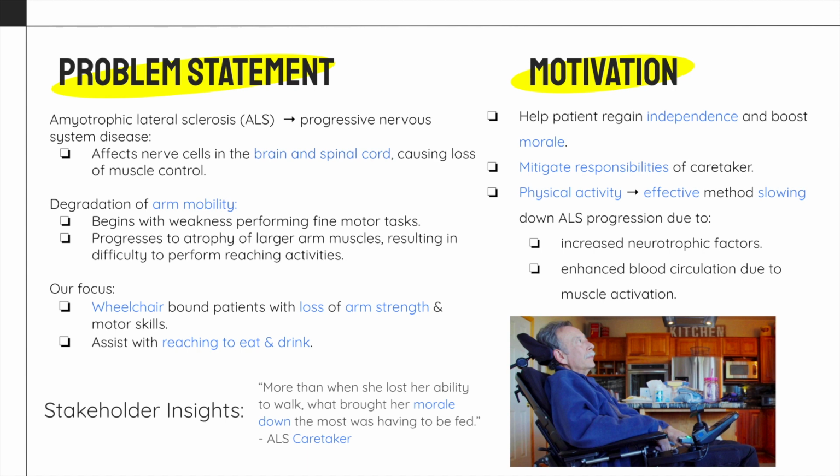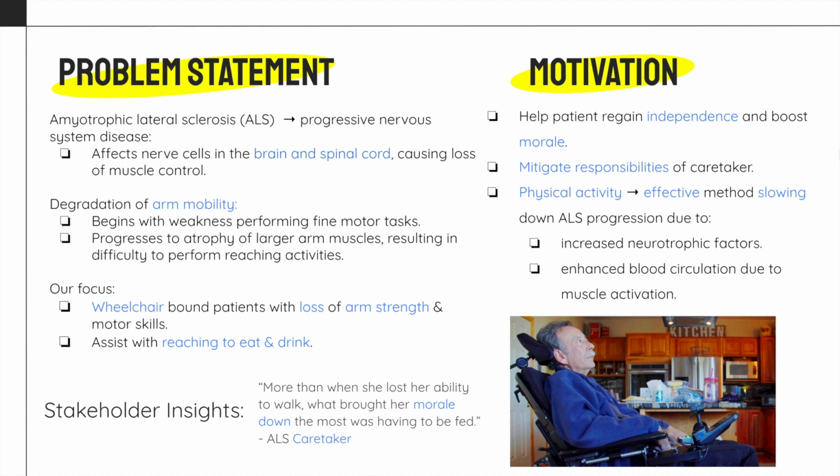After research and interviewing an ALS caretaker, we found this stage to be a turning point for patient independence and morale, where the inability of a patient to feed themselves is one of the most demoralizing stages of ALS. Furthermore, physical activity is the most effective method to slow ALS progression due to increased neurotrophic factors, thus slowing motor neuron loss. This thus motivates a patient-driven assistive device.